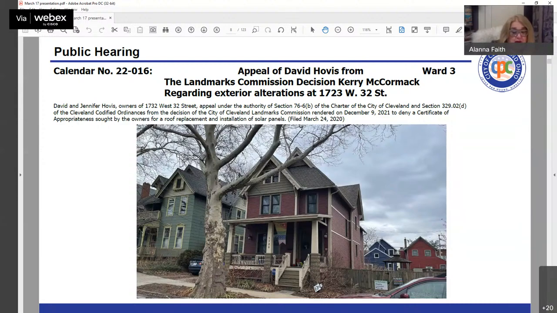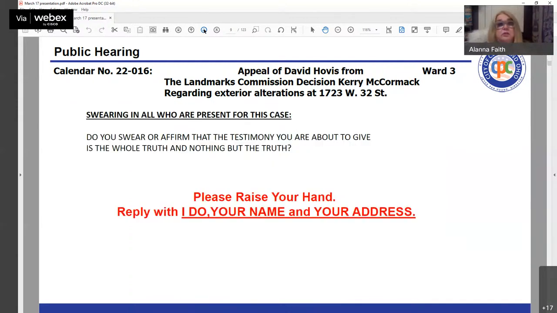22-016. This is the appeal of David Hovis from the Landmarks Commission decision regarding exterior alterations at 1723 West 32nd Street. David and Jennifer Hovis, owners of 1732 West 32nd Street, appeal under the authority of Section 76-6B of the Charter of the City of Cleveland and Section 329.02D of the Cleveland Codified Ordinances from the decision of the City of Cleveland Landmarks Commission rendered on December 9th, 2021, to deny a certificate of appropriateness sought by the owners for a roof replacement and installation of solar panels. With that, to Ms. Brown.